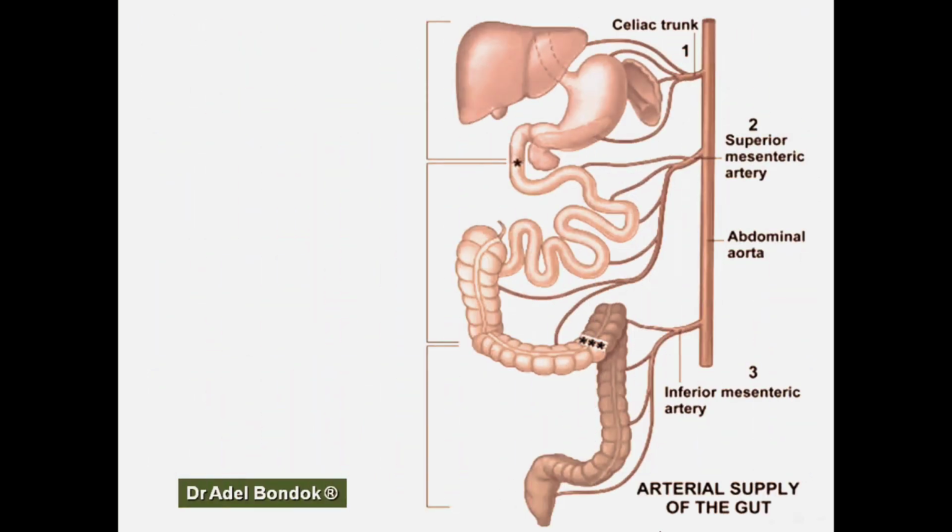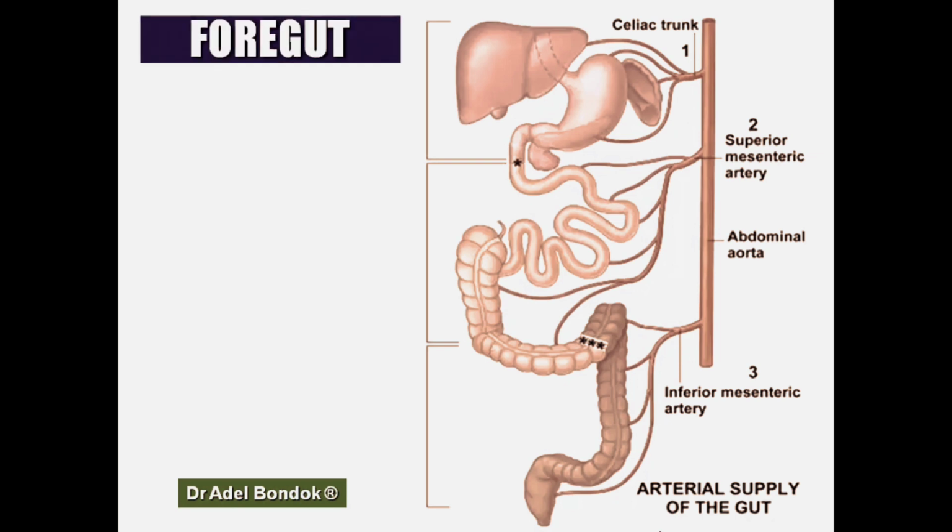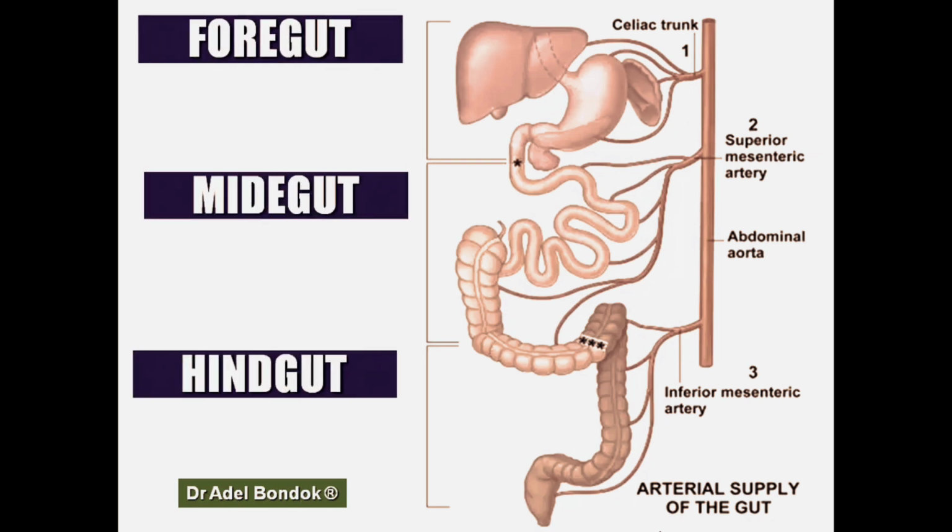Again, we have three parts of the gut: foregut, midgut, and hindgut. The foregut extends from the lower third of the esophagus till the biliary orifice at the major duodenal papilla in the second part of the duodenum, in the middle of the second part of the duodenum. The midgut terminates at the junction of the right two-thirds and left one-third of the transverse colon, and the hindgut terminates at the junction between the upper half and the lower half of the anal canal.